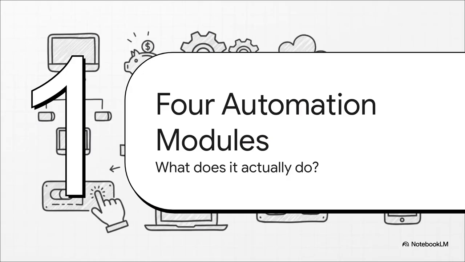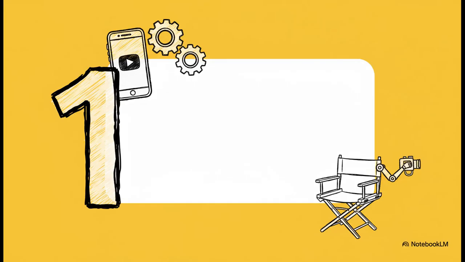So the big question is, what can this thing actually do? Well, the source breaks it down into 4 main automation modules. Let's get into what each one is all about. First up, and this one is huge for content creators, is YouTube Shorts automation. We all know that creating short-form video takes an insane amount of time, and this module is designed to make that whole process pretty much hands-off.